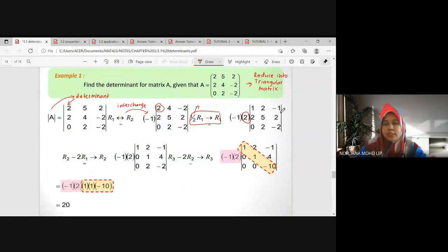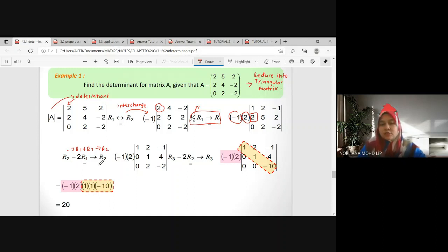So 1, 2, negative 1. Okay, 2, 5, 2, 0, 2, negative 2. So negative 1 ni kita bawa juga. Bawa. Okay, and then kita perlu jadikan ni 0. Negative 2 ni. So if we want to make this interchange, we make this 2 into 0. Okay, we use the operation. So negative 2 row 1 plus row 2. Transform into row 2.